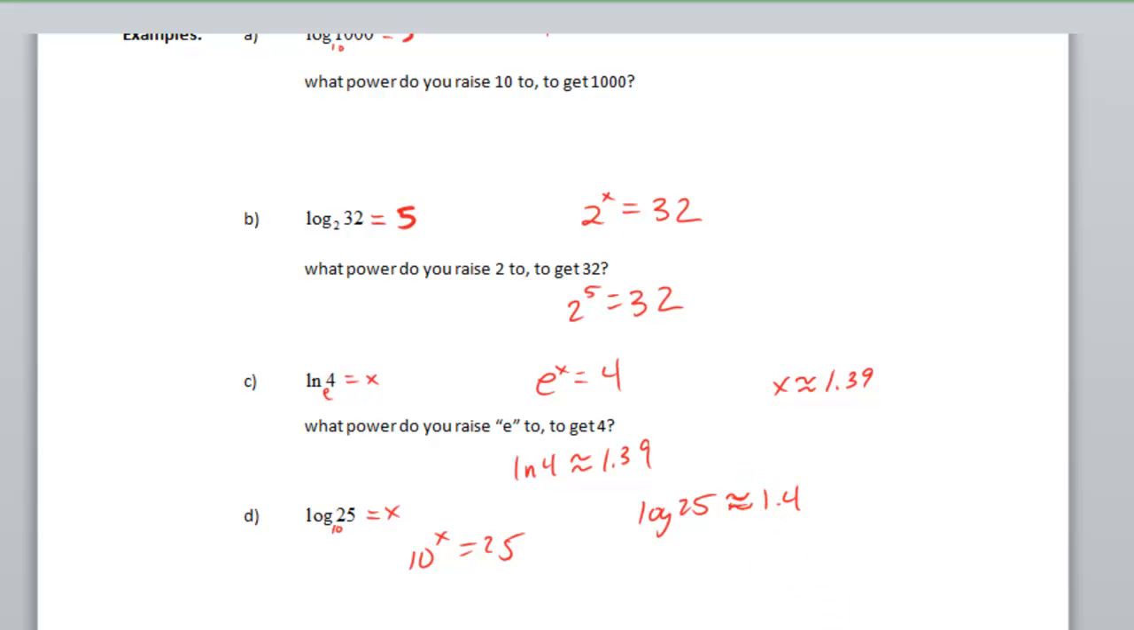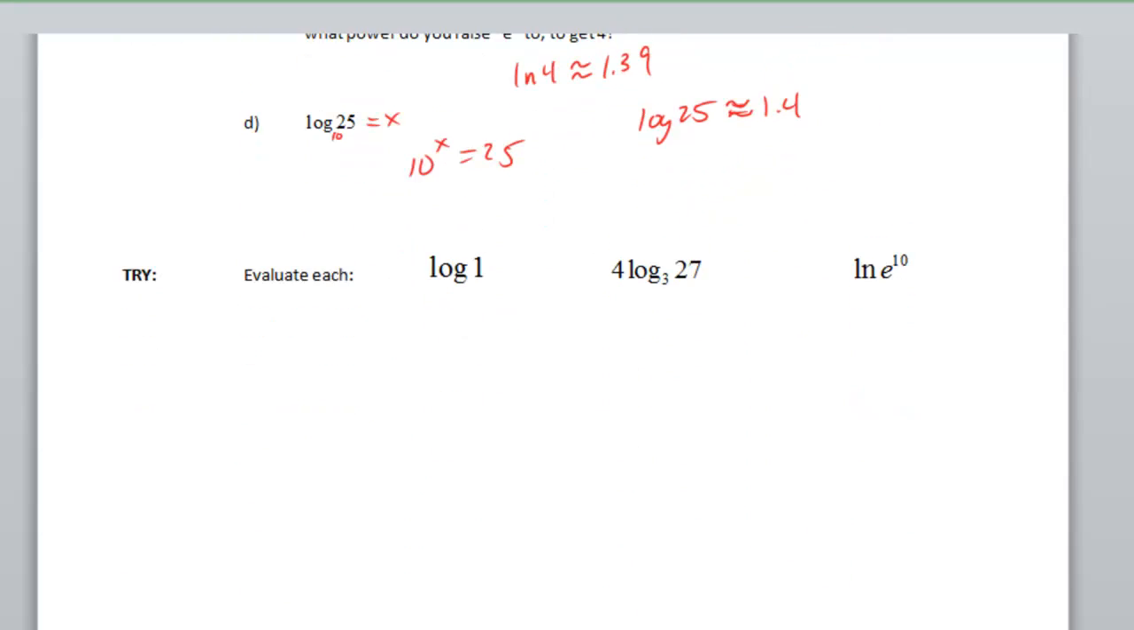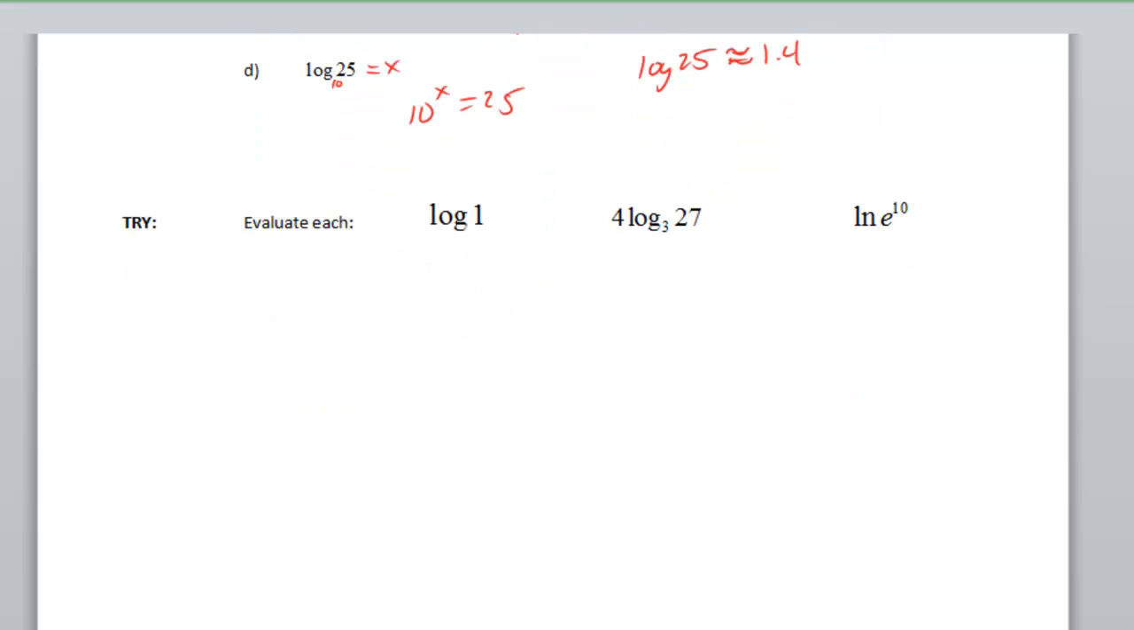All right, let's have you try to evaluate a few here. See if you can do these ones. Log base 10 of 1, 4 times log base 3 of 27, and natural log of e to the 10. So I'll give you a second, pause it here, and see if you can do those.